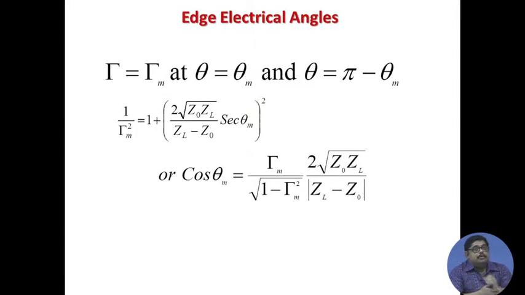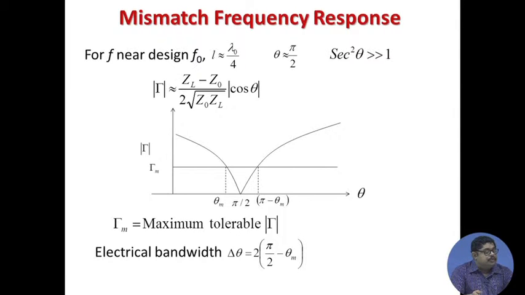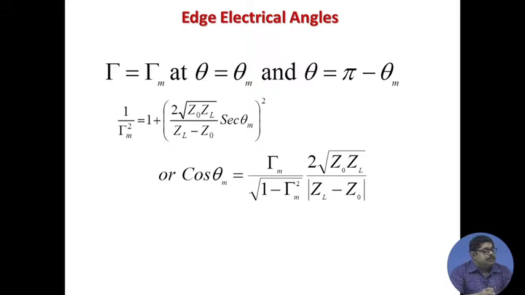Now, at the two edges of the bandwidth, one side is theta m, we are calling, and the other is pi minus theta m, obviously because of the cos theta behavior. So if you put that in, you get that value of cos theta m. This is the relation between theta m and the maximum allowable magnitude of the reflection coefficient. Generally gamma m is specified, that is, what maximum VSWR you can tolerate; from that you can find the maximum reflection coefficient you can tolerate, and then the value of your theta m.